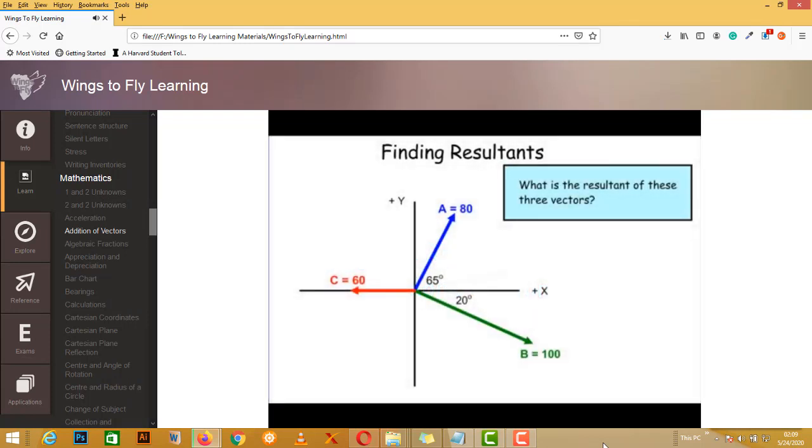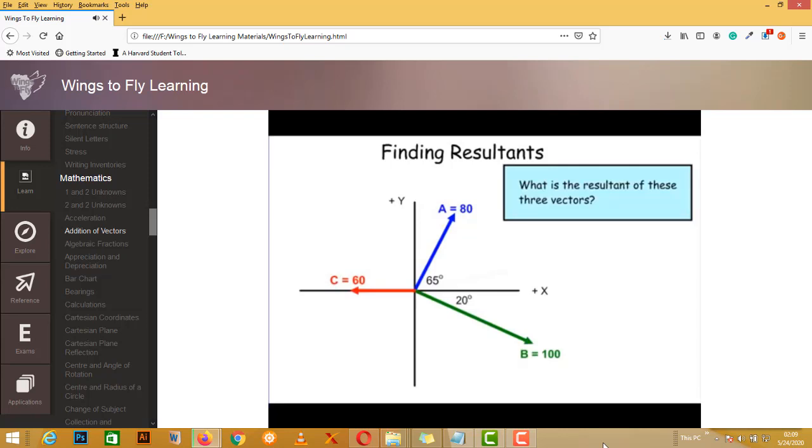In this video, I would like to show you how to find the resultant when 3 or more vectors are present. You already know how to do this graphically, and this tutorial will show you how to do it using algebra. To review, graphically, you simply place all the vectors head to tail.